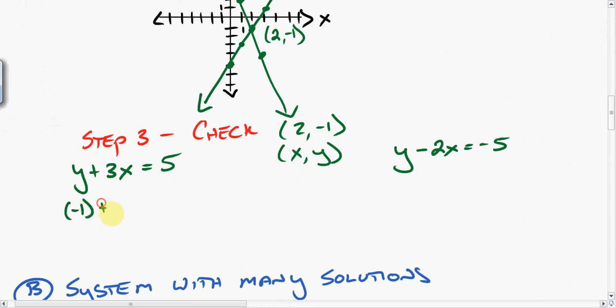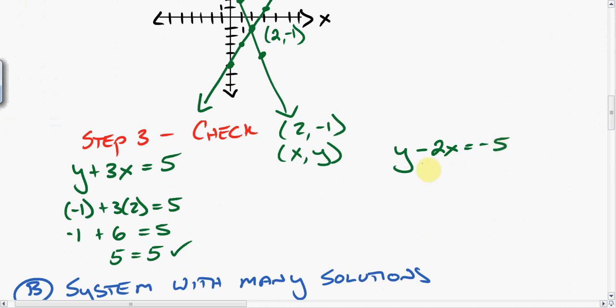So negative 1 for y, 3 times 2 equals 5. I'm just going to evaluate the left side. So I've got negative 1 plus 6. And then negative 1 plus 6 is 5. So we see 5 equals 5. And that checked.